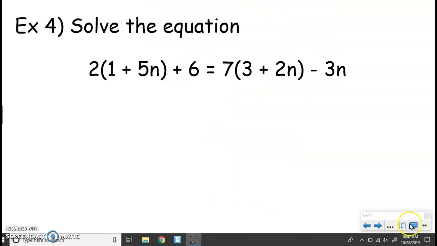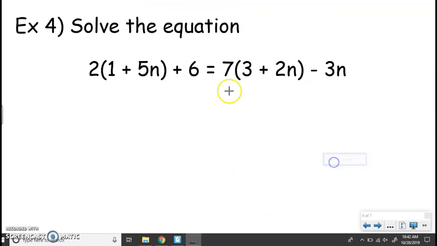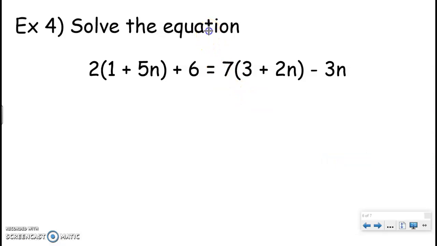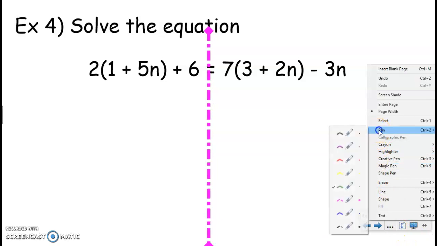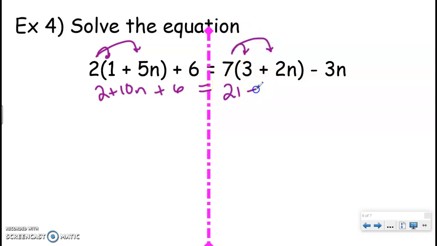Okay, example 4. Let's go ahead and do this one. Draw a line. Go ahead and start distributing to eliminate your parentheses. And we're going to combine like terms, move our variables around, and go from there. Okay, so distribute. On the left side, we have 2 plus 10n. Remember, don't multiply by the 6 because it's not in the parentheses. On the right side, we have 7 times 3, which is 21. 7 times 2n is 14n. And don't multiply by the 3n.